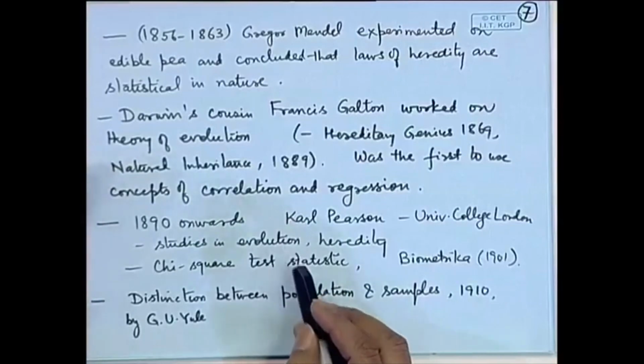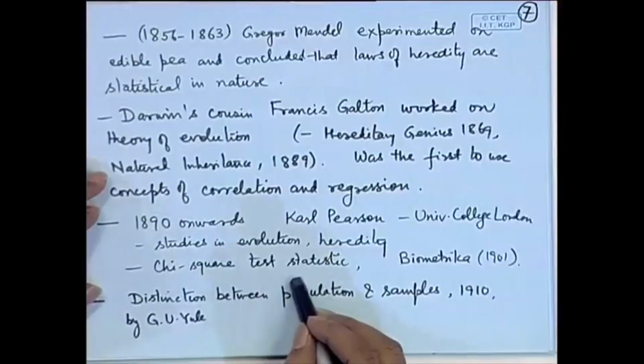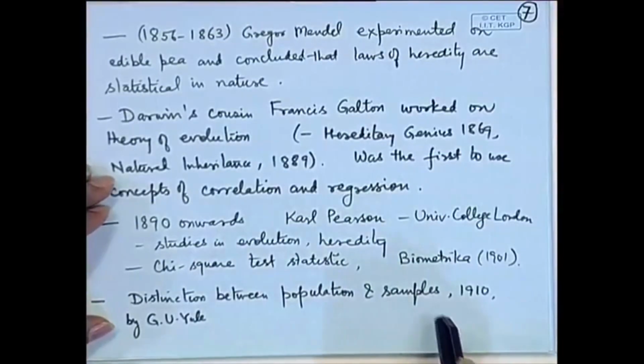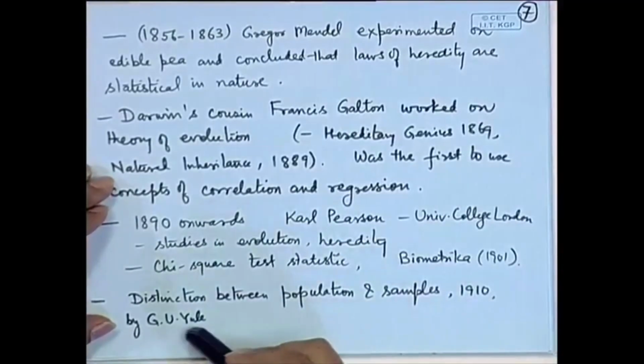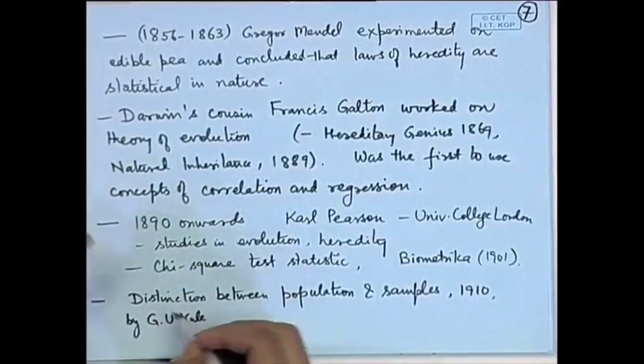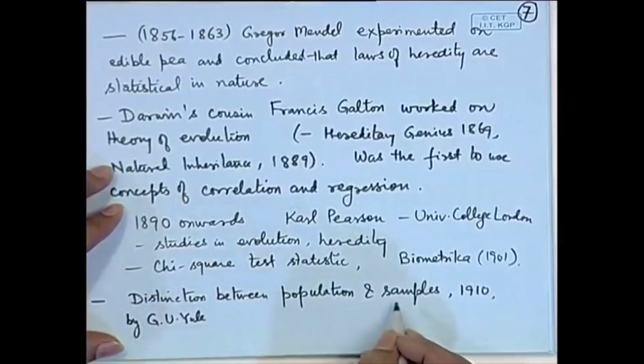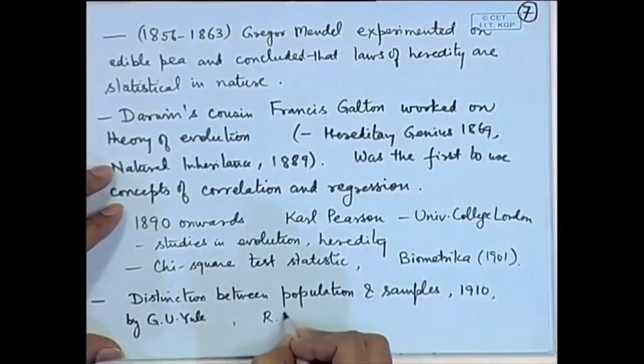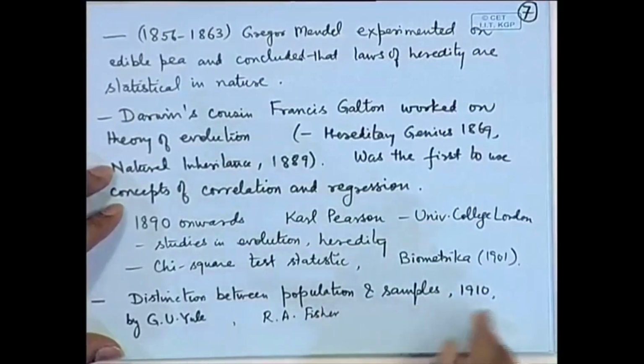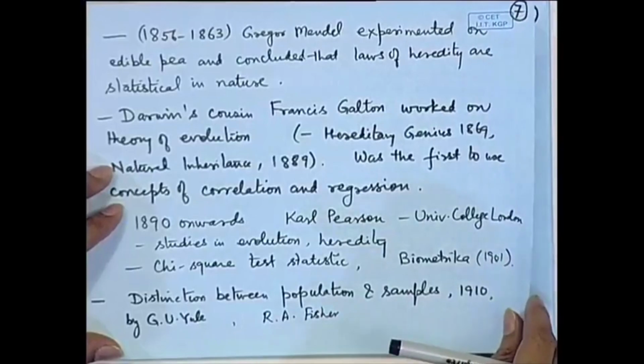Till this time, there was still not a very clear-cut distinction between a population and a random sample. That means, whether we are talking about the full population or a subset of the population, there was not much distinction. But it was the 1910 book by G. U. Yule which gave a clear-cut distinction between population and sample. Around the same time, R. A. Fisher also gave a clear-cut distinction between population and samples.